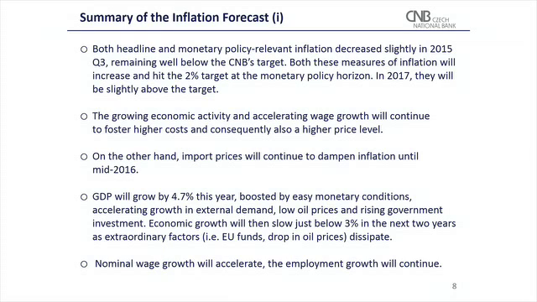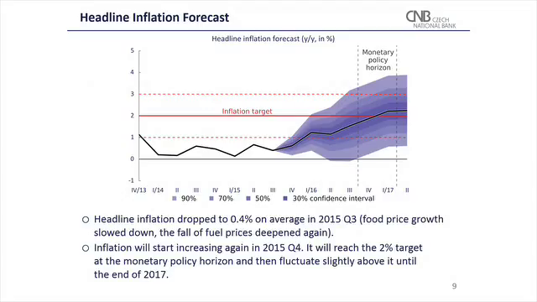So this is the graphical illustration of our inflation forecast. In the third quarter of this year, inflation dropped to 0.4%. The slight decline that you can see in the chart was a reflection of a slowdown in food price growth and a further deepening of the fall in fuel prices, reflecting the global oil price developments.